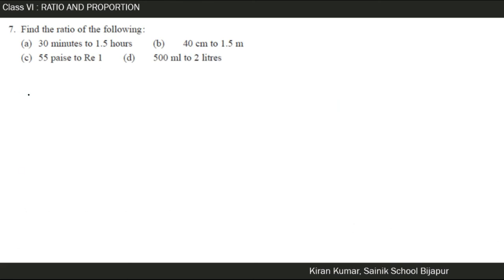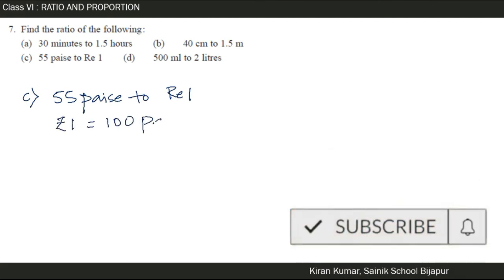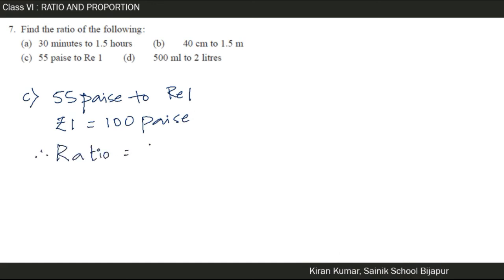Now in the third one, it is in terms of paise and rupee. We all know that in 1 rupee there is 100 paise. So 55 paise to rupee 1. We all know that rupee 1 is equal to 100 paise. Therefore, the ratio is 55 upon 100. Both these are divisible by 5. So 11:20 will be the required ratio.